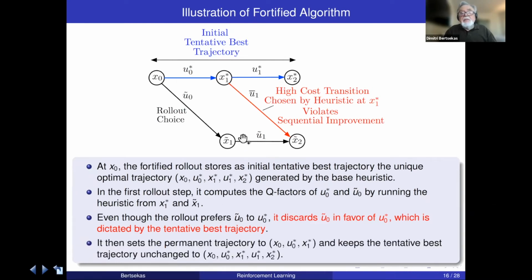And then, okay, this is a two-stage example. If we had a many stages example, we would do the same thing at every step. We would maintain the tentative best trajectory, and we would reject the advice of rollout if it does not improve on the tentative best.